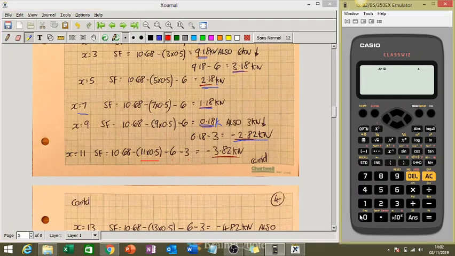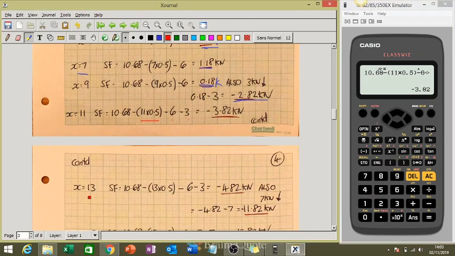So calculator, 10.68. Take away my 11 meters worth of my 0.5. Take away 6, take away 3. 3.82 kilonewtons. So it's a minus number, don't forget it. So that's my point at x equals 11.